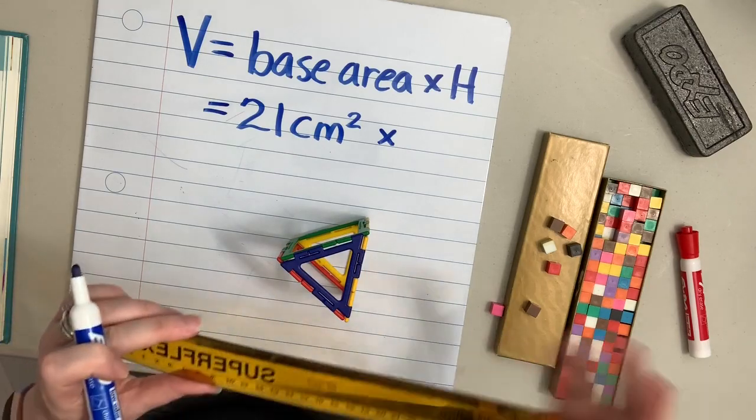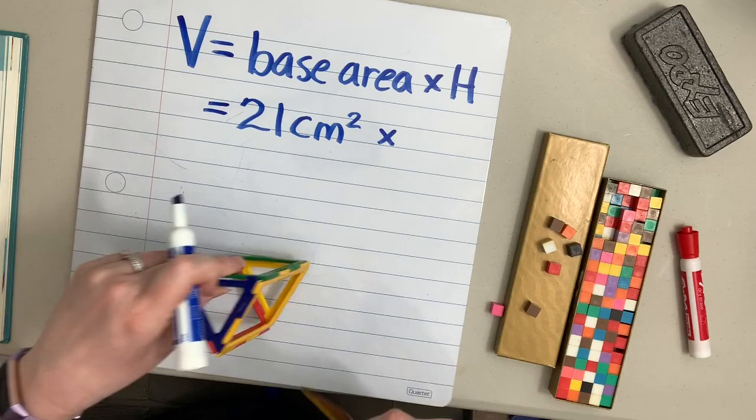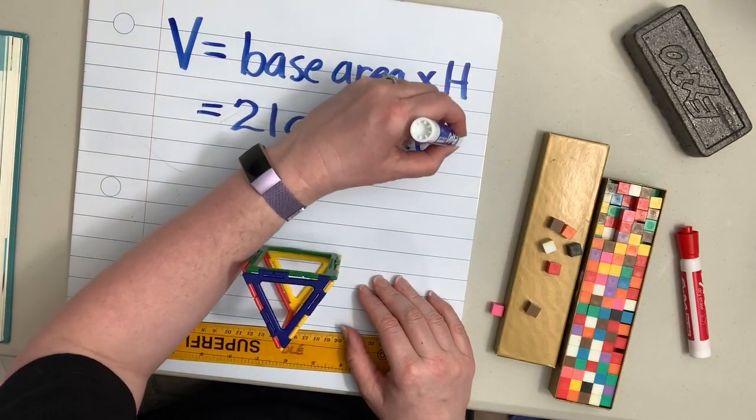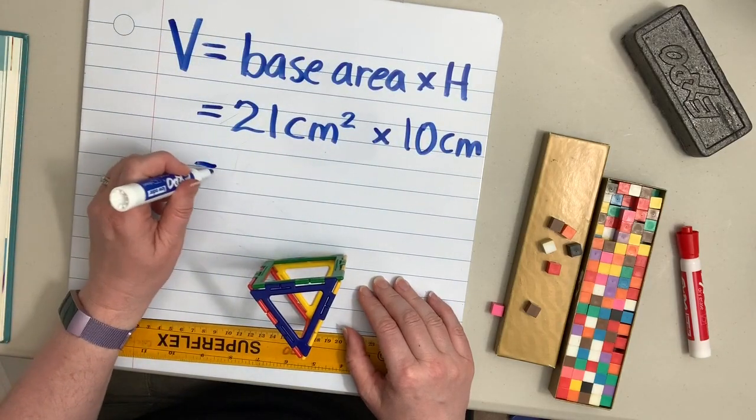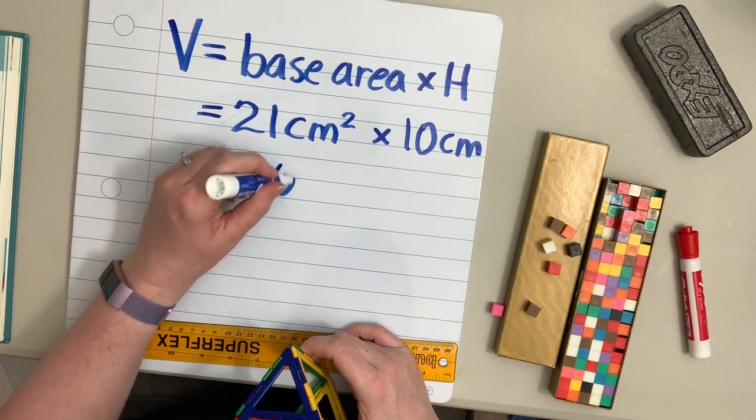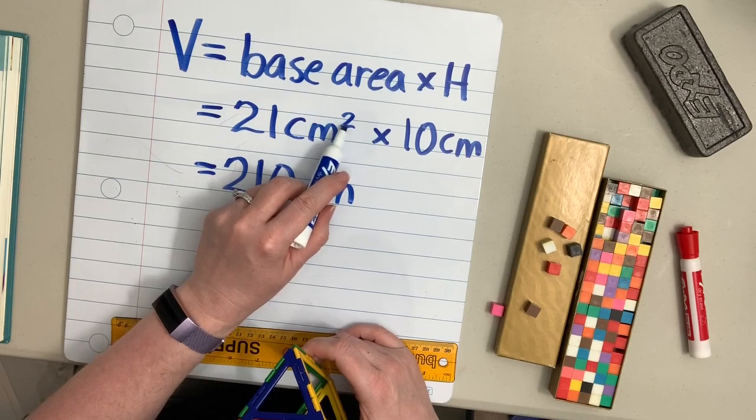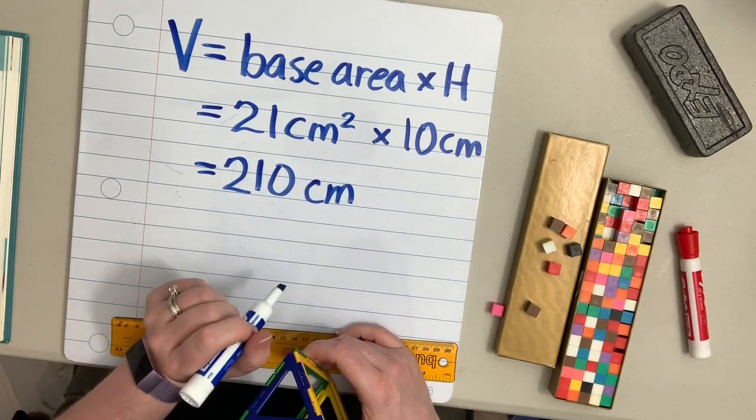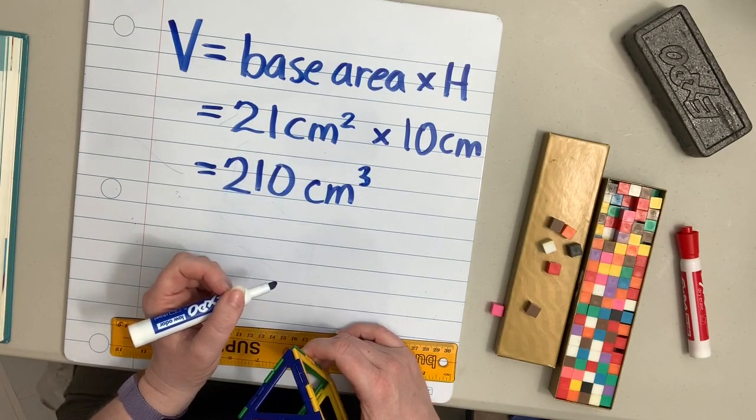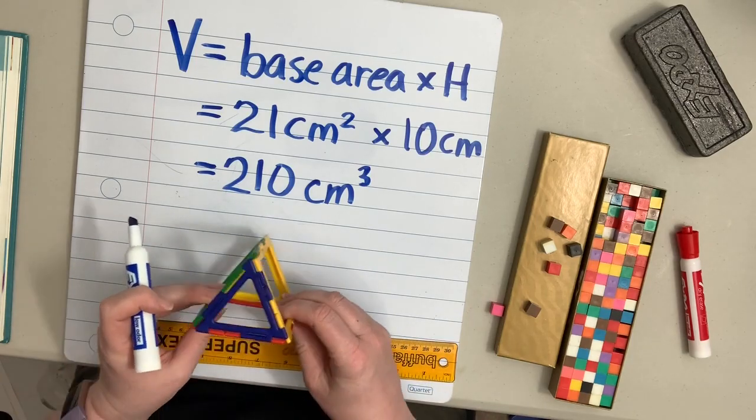So I'll get my ruler and measure the height of the prism. How convenient, it's 10. So we have 10 centimeters high, and we multiply those together. 21 times 10 is 210. Now I want you to notice something here. We had centimeters squared times a regular centimeter, so that's going to give us centimeters cubed because we now have 3 dimensions. So there is the way you can find out the volume of any prism.